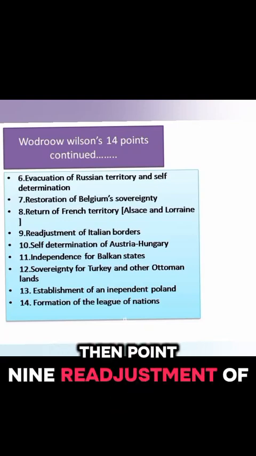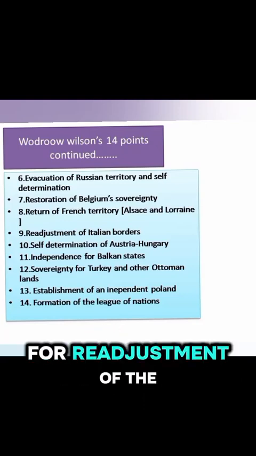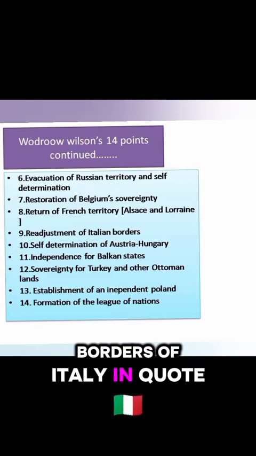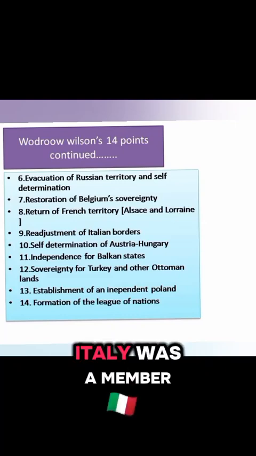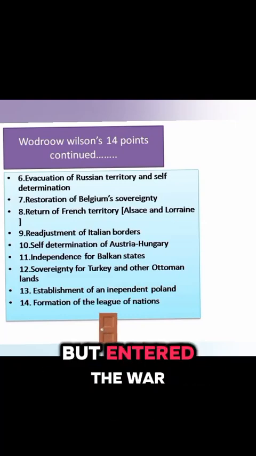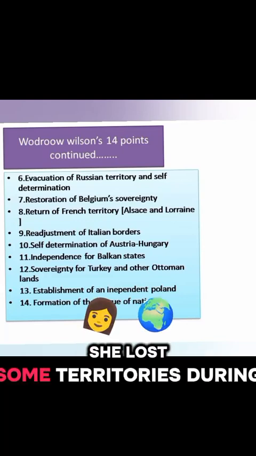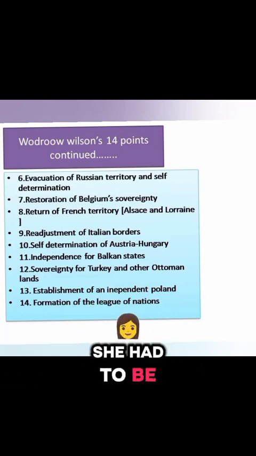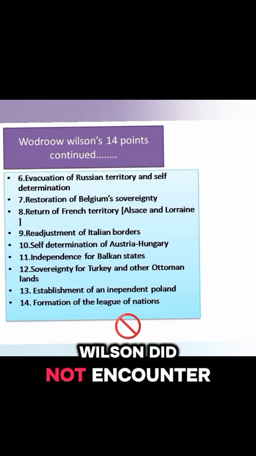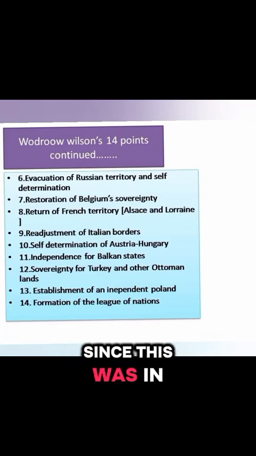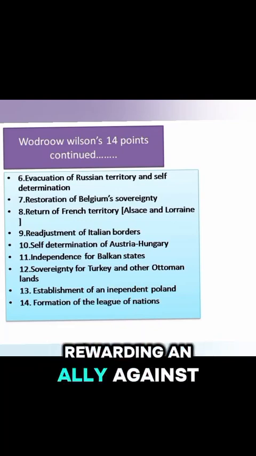Then point 9, readjustment of Italian borders. This point provides for readjustment of the borders of Italy, in quote, along clearly recognizable lines of authority. Italy was a member of the Triple Alliance but entered the war on the side of the Triple Entente. However, she lost some territories during the war. She had to be rewarded and compensated with some other territories. Wilson did not encounter any opposition since this was in accordance with the principle of nationality and a way of rewarding an ally against an enemy.